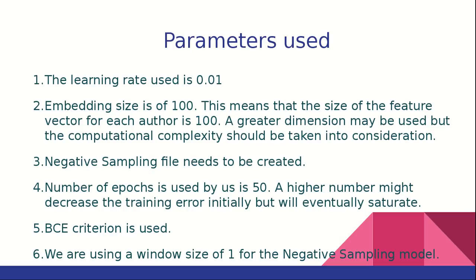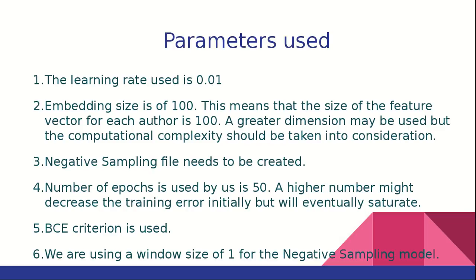Negative sampling. Now we need to create the negative sampling file. In order to do that, we need to know what exactly negative sampling is, and I've explained it in the later slides. We are using 50 epochs. Naturally, if a higher number of epochs is used, then we will get better accuracy since the training error will reduce. And BCE criterion is used, and the window size is 1, which means we are just considering the next word.